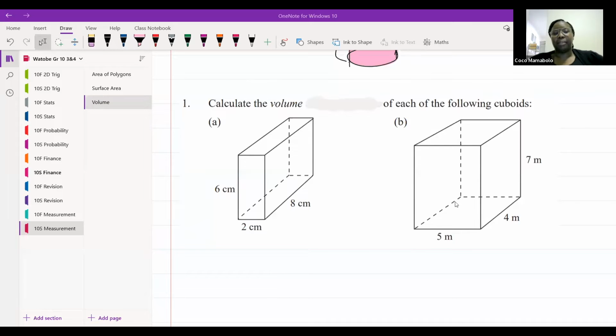I'm pretty sure we're all ready because these questions aren't that difficult, right? Let's look at the volume of the very first one. The volume of the first shape is going to be the area of our base, which is a rectangle. So we're going to have length times breadth multiplied by the perpendicular height, right?